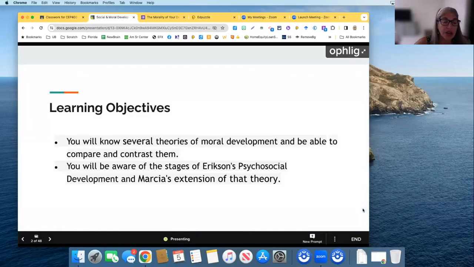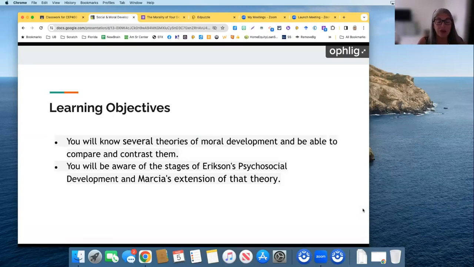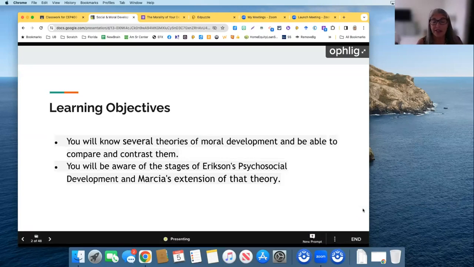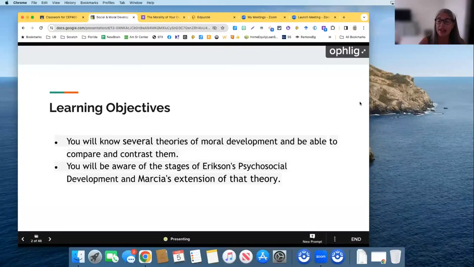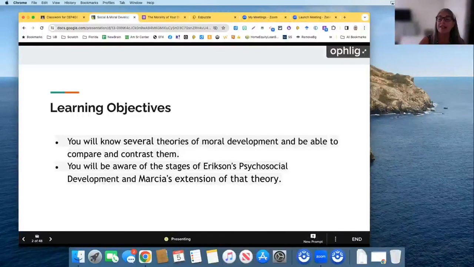Okay, so our learning objectives for today: I want you to know about several theories of moral development, and we're going to be able to compare and contrast them. How are they the same? How are they different? We're going to be doing that on Thursday. I also want you to be aware of the stages of Erikson's psychosocial development and Marcia's extension of that theory. You may have learned about Erikson's theory in other classes because this is something that's very common in psychology classes.